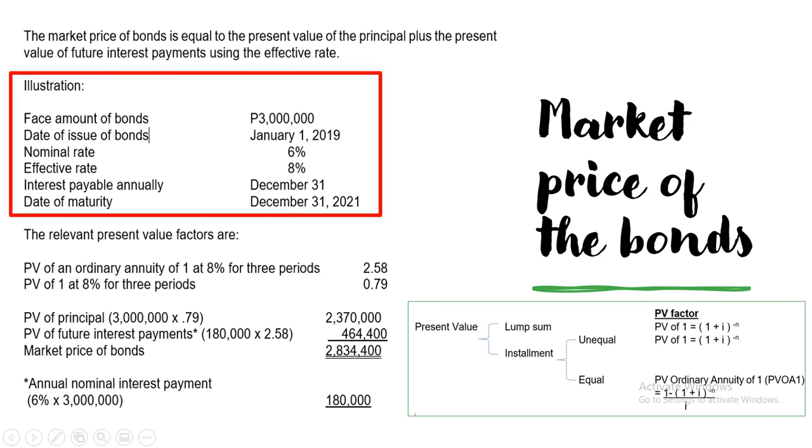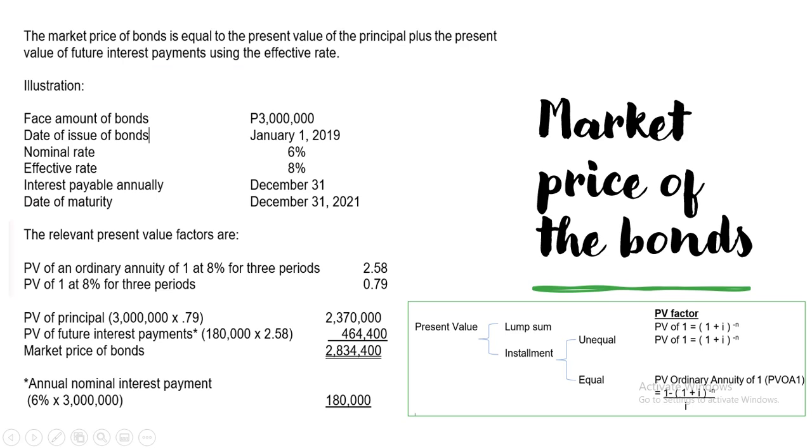So, like here, for example, this one, face amount of bonds 3 million. So, hindi given yung cost. Kayo yung magko-compute ng cost of the bond. Date of issue of the bond, January 1, 2019. Nominal rate is 6%, effective rate is 8%. So, based on this one, you can actually conclude that the bond is issued at a discount. Kasi mas malaki yung effective rate kaysa sa nominal rate. Interest payable annually December 31 and date of maturity December 31, 2021.